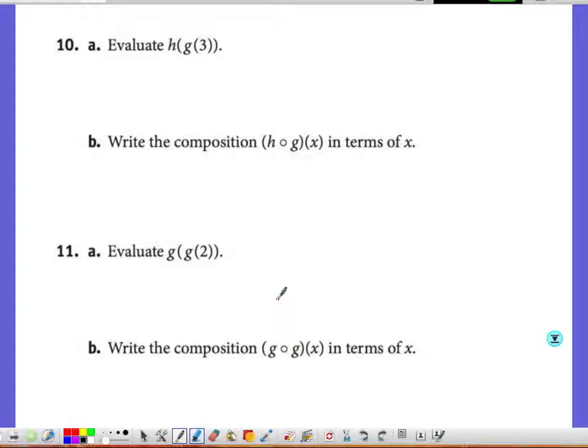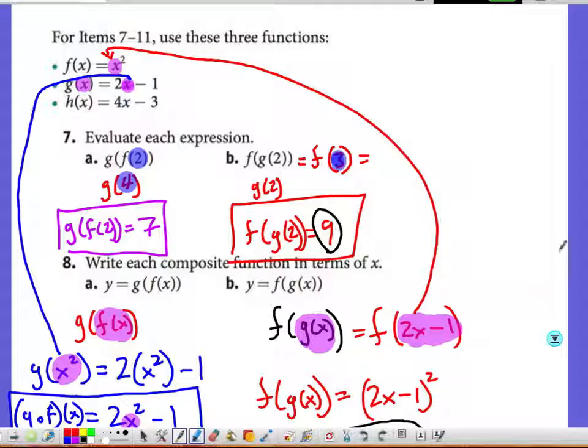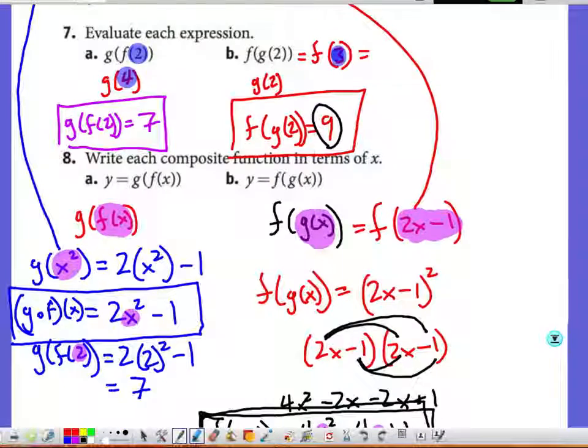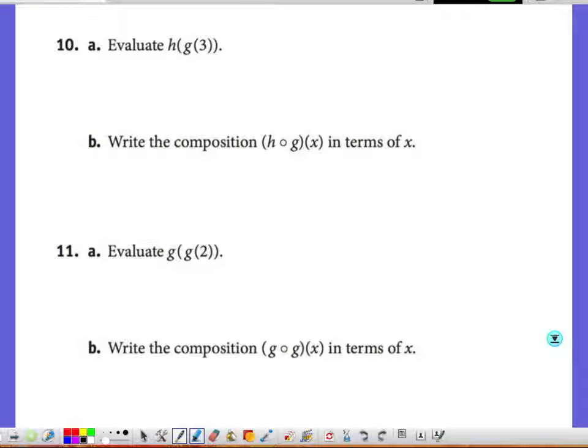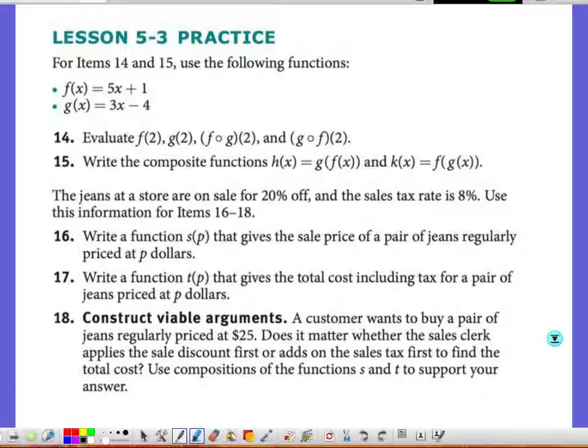Here are some more examples where it asks you to find g of h of x and g of f of x. Just use the examples that we just did here, and that should help you find number 10 and 11. And if you need some more practice, you had lesson 5-3.